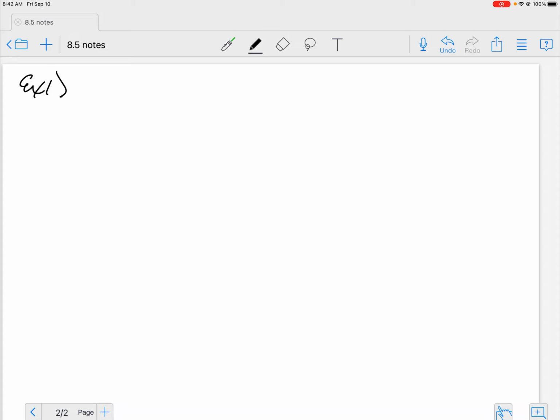All right, let's hit the ground running. Here's example 1. We are going to integrate (3x squared plus 7x minus 2) over (x cubed minus x squared minus 2x) dx. Now, hit that criteria first.